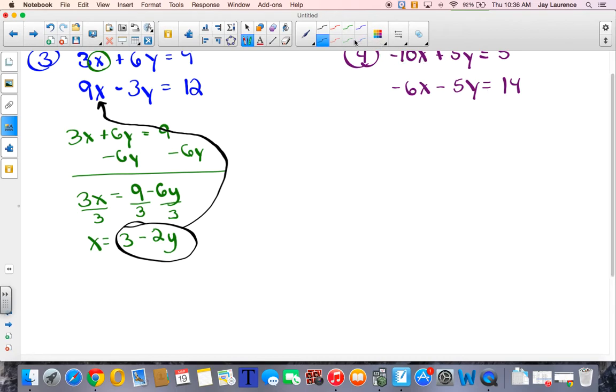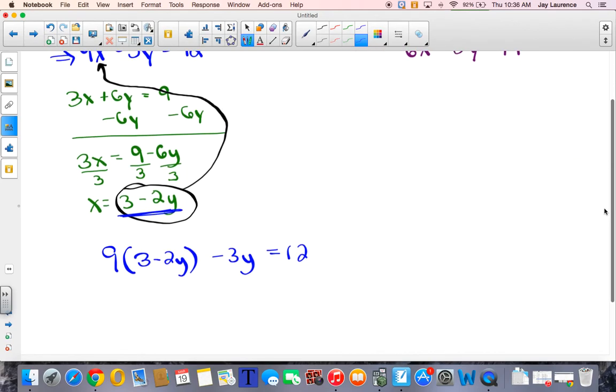All right, so I'm going to rewrite that second equation, 9, and then in quantity, I'm going to put the x value, which is 3 minus 2y. 3 minus 2y. Then minus 3y equals 12. I'm just rewriting this equation. Instead of writing x, I'm writing what x is equal to. This is called solving by substitution.